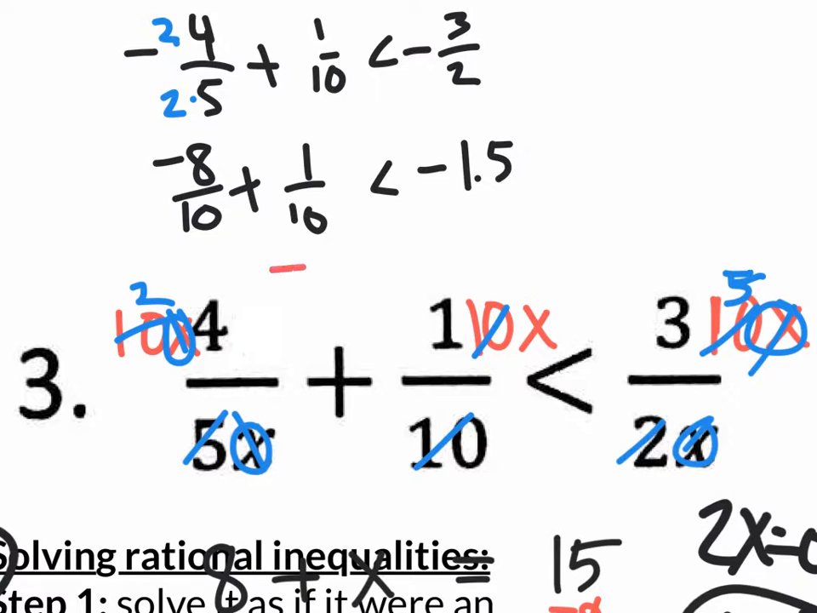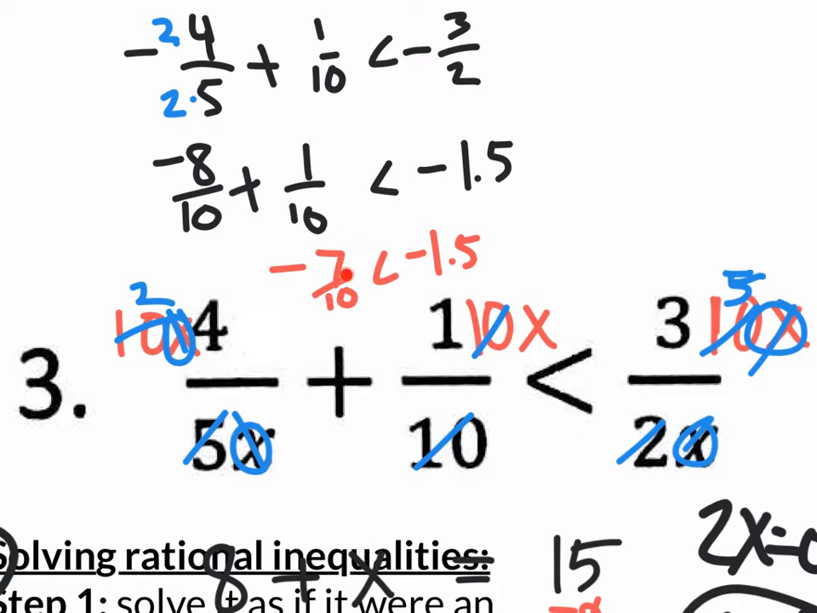Okay, so -7/10, is it less than -1.5? Yes or no? That would be no. It's not. Right? This is incorrect.